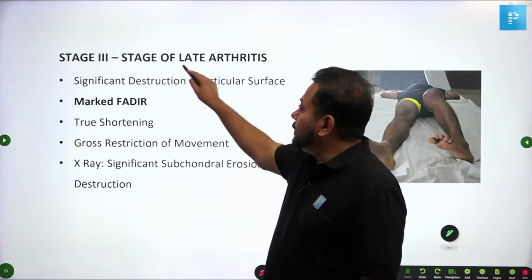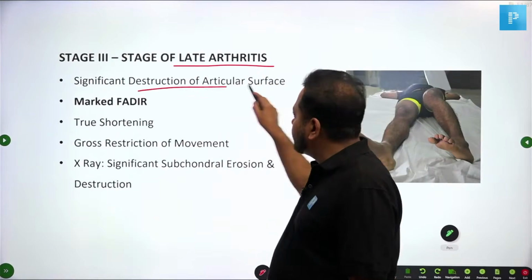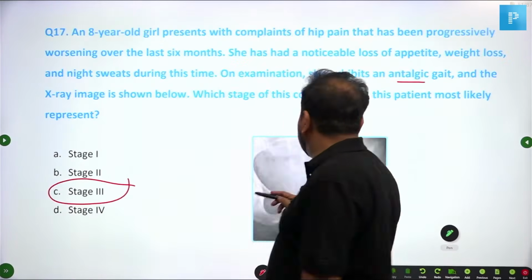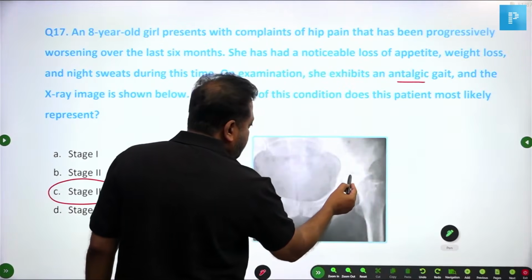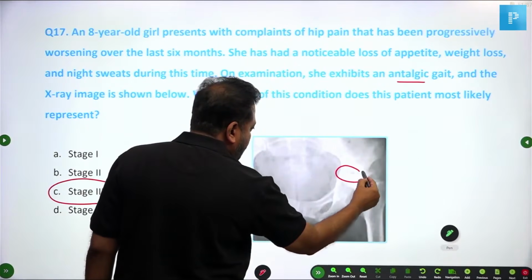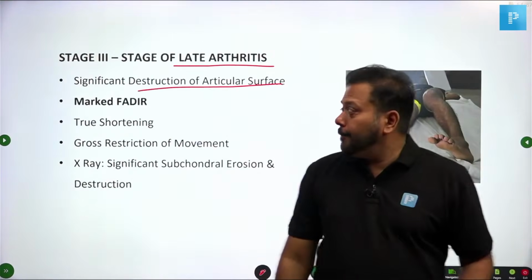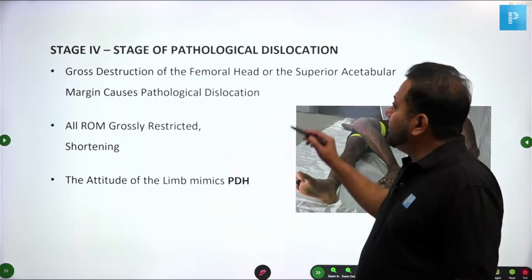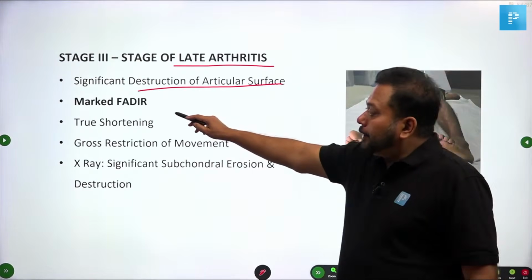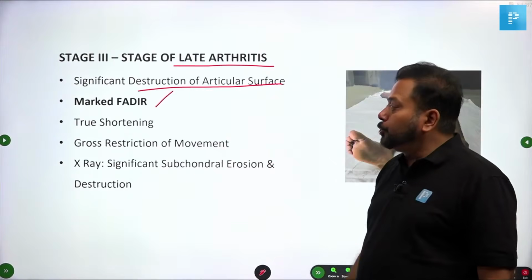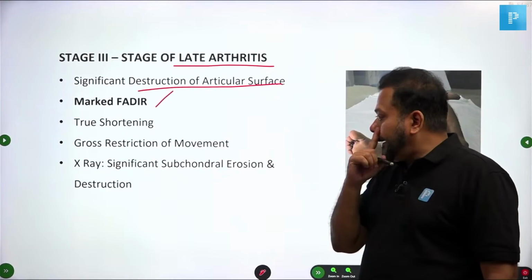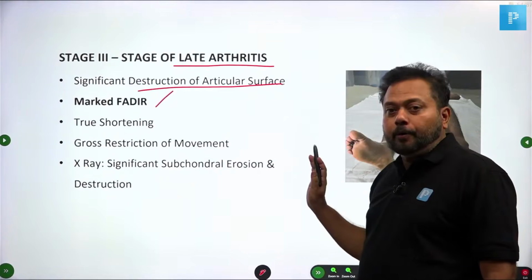Stage 3, the stage of late arthritis, shows significant destruction of the articular cartilage. You see here there is significant destruction of the articular cartilage in this area when you focus. There is marked flexion, adduction, internal rotation, true shortening and gross restriction of movement. X-ray shows subchondral erosion and bony destruction.